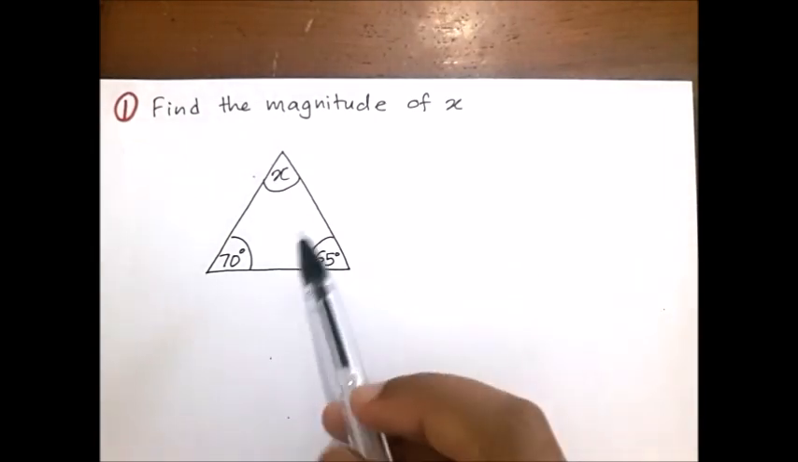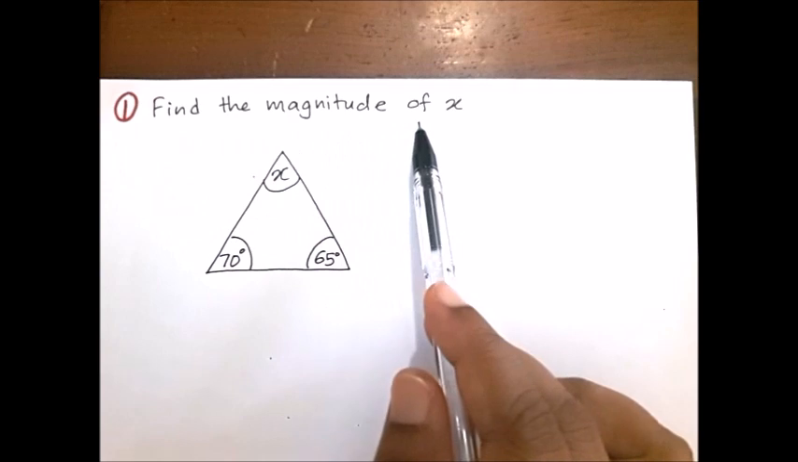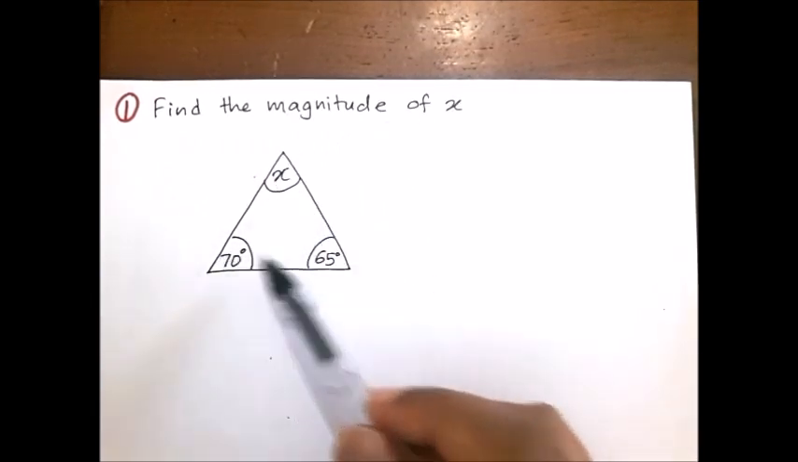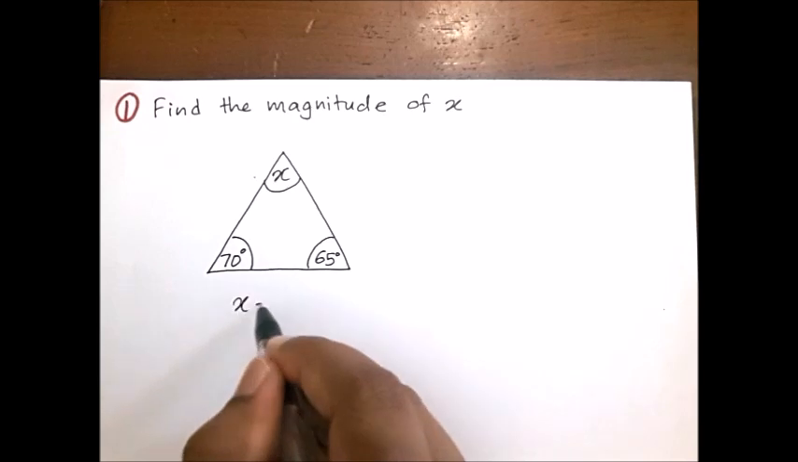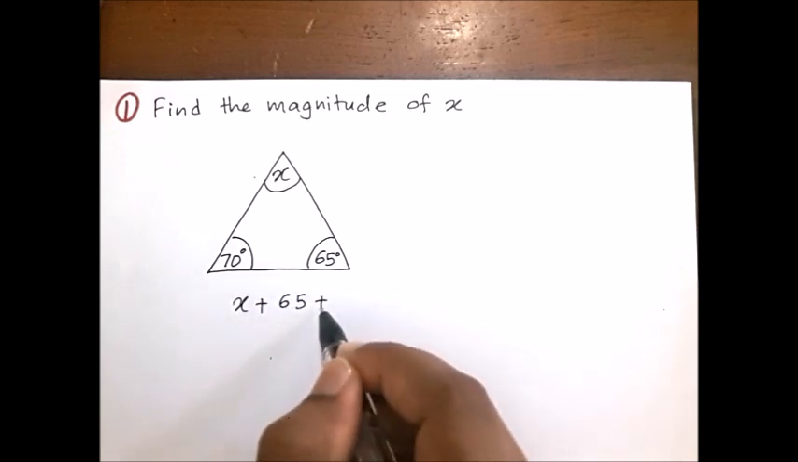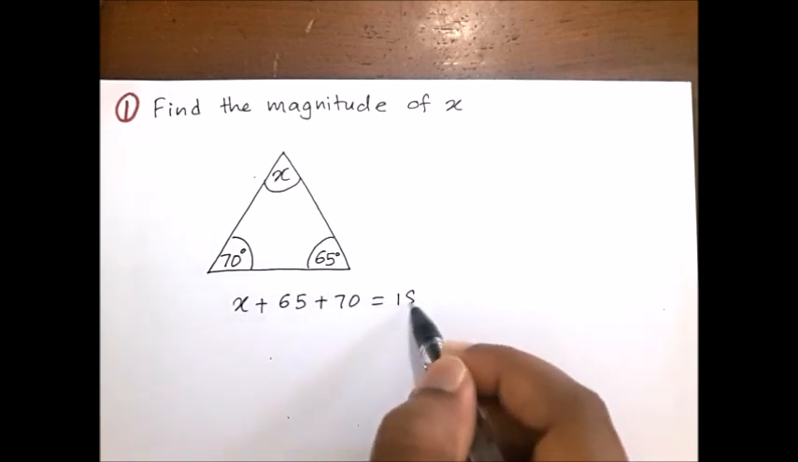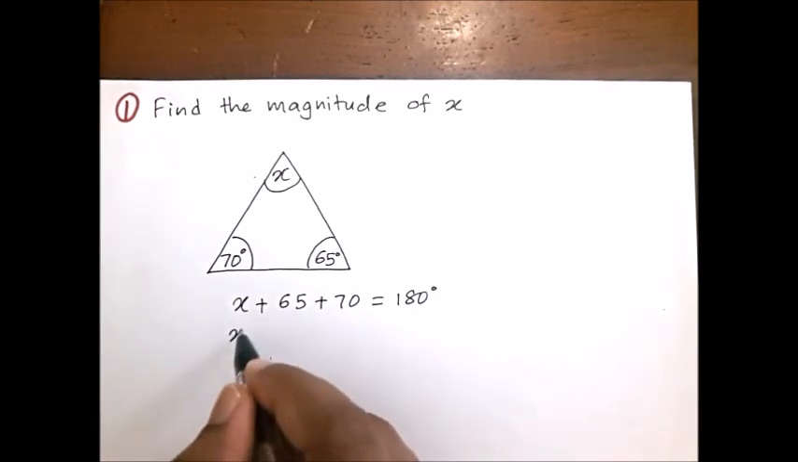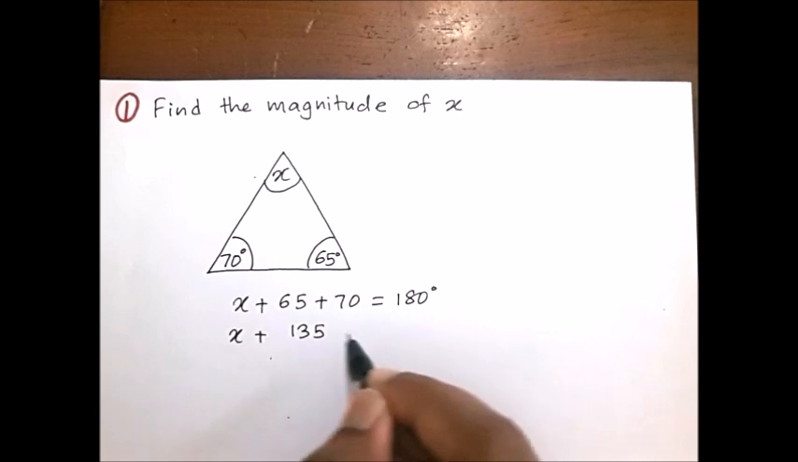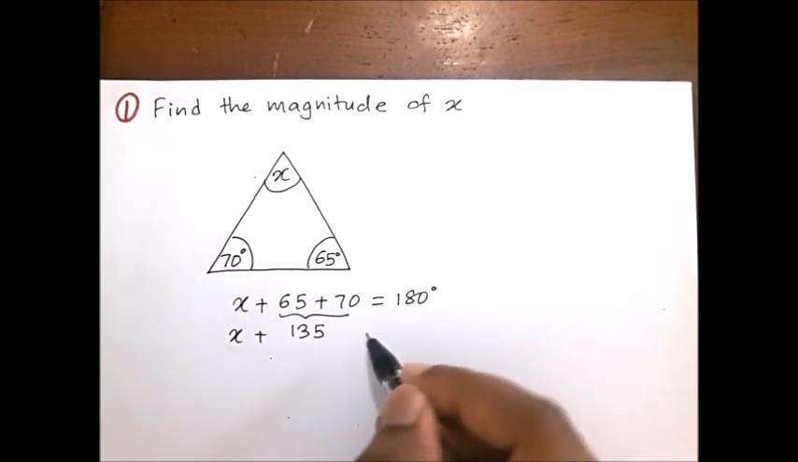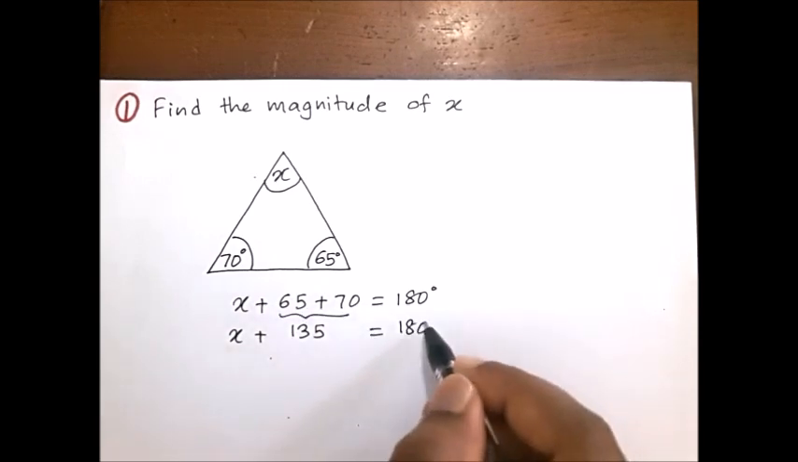Now look at this first example. Find the magnitude of x. Here are 3 interior angles of a triangle. The sum of these 3 interior angles is equal to 180 degrees. Then add these 2 angles. It is equal to 135. The sum of these 2 angles is 135.